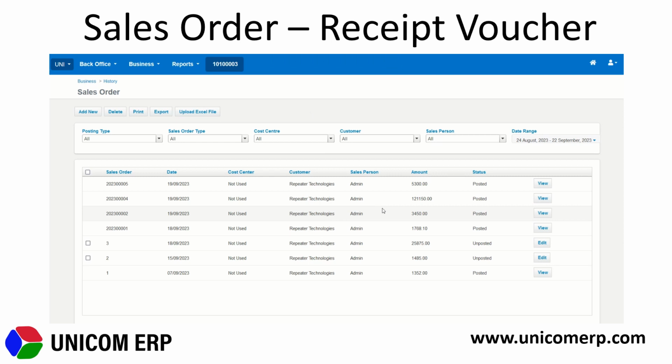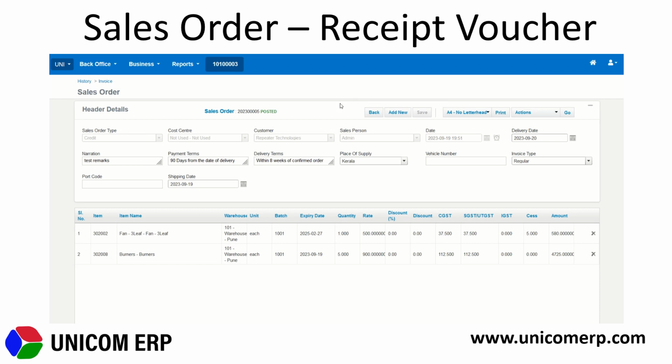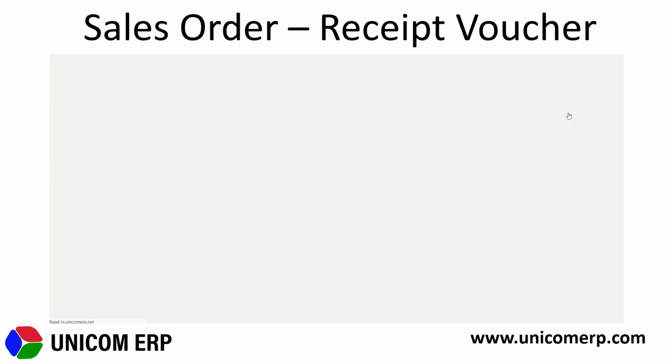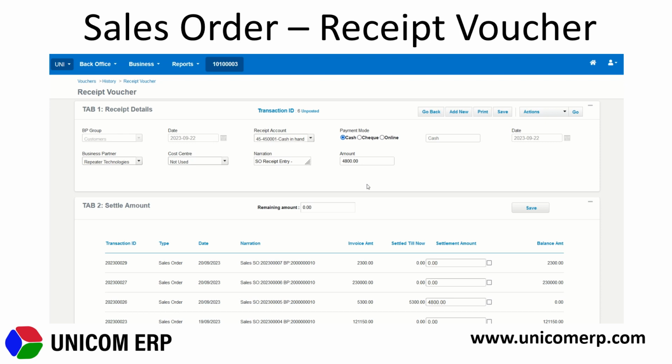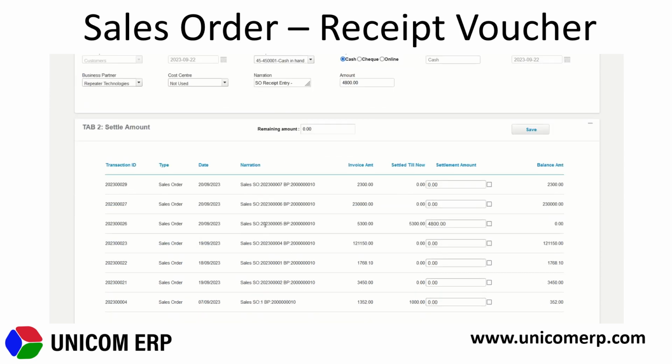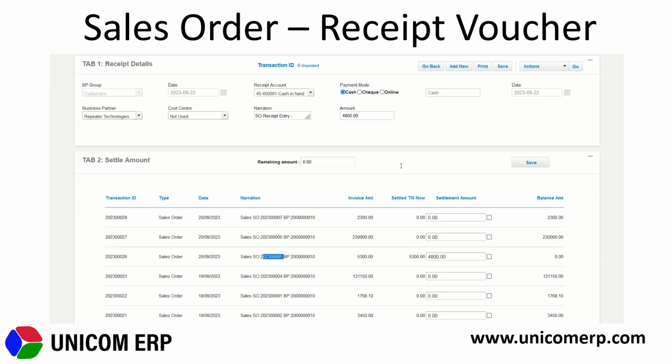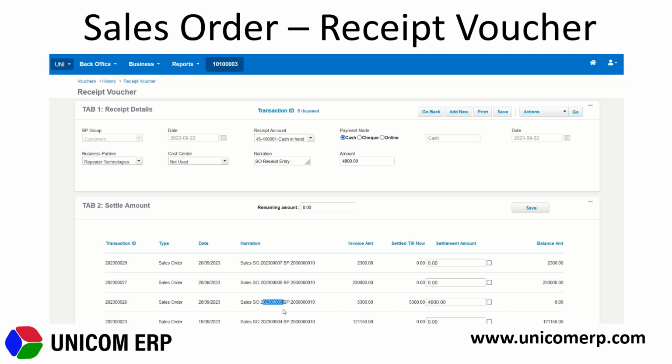You can generate a receipt voucher against a sales order. To do so, a sales order should be posted. Select a sales order for which you want to create a receipt voucher. In the sales order transaction screen, you can find the Action button option. From that you need to select the receipt and click on the Go Action button. Now the receipt voucher has been created against the selected sales order. We can see the receipt voucher that is settled against the sales order.